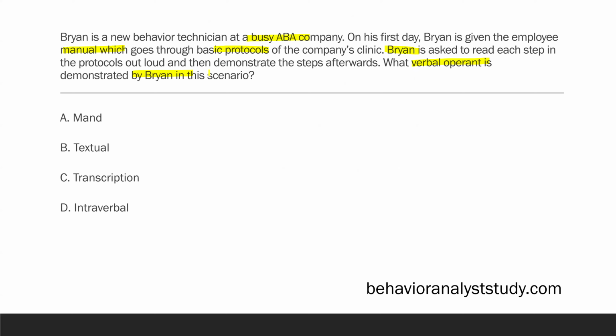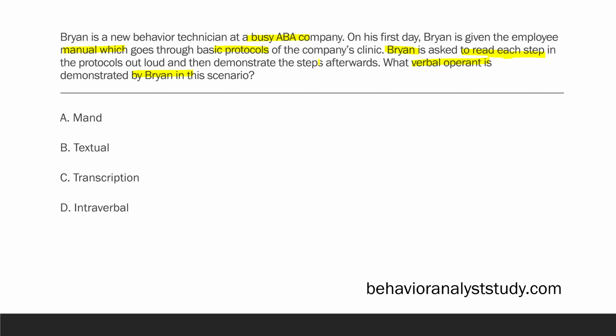We're asked to read each step of the protocols and then demonstrate the steps. So if Brian is reading, what type of verbal operant is that? Because that's the only operant Brian is doing here. A, a mand. A mand is a request, typically evoked by an MO. Has Brian had any motivating operation-based request? No. B, textual. Textual is reading written words.